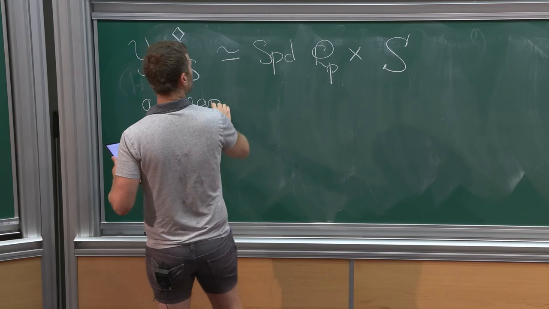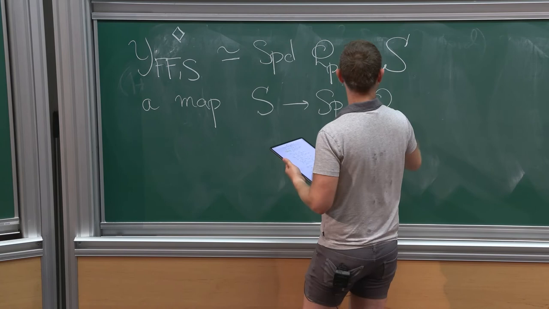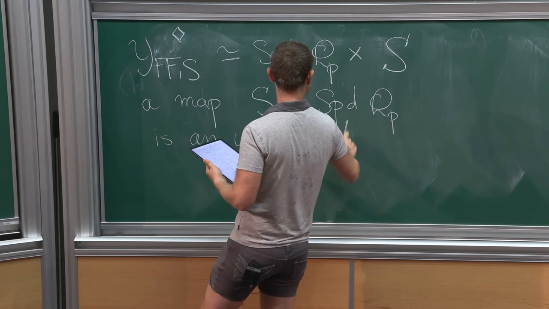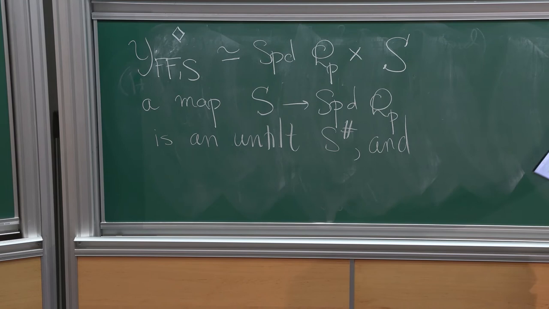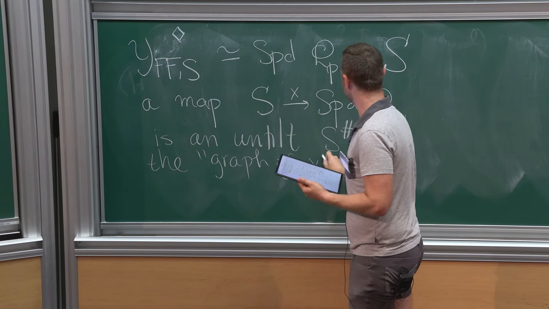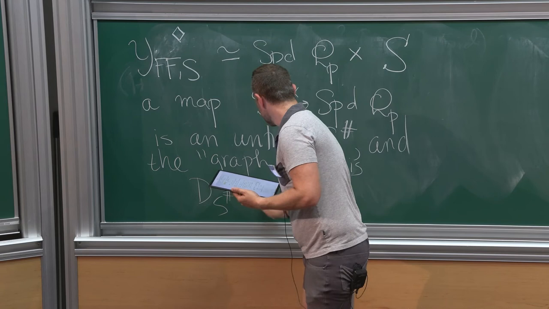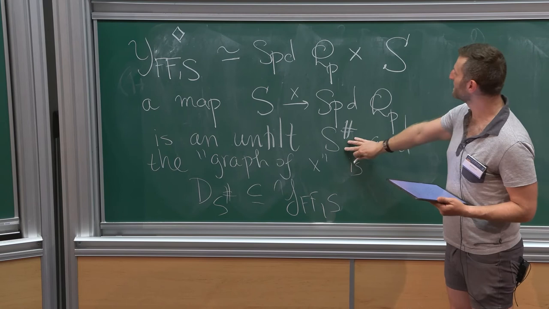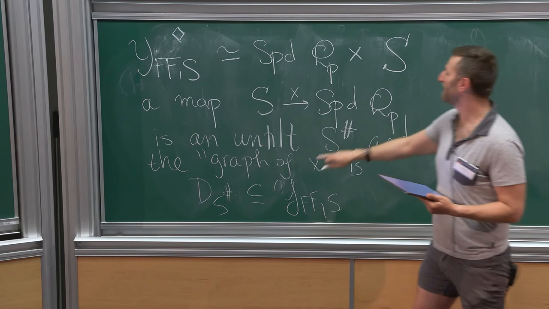So that's one thing. A map from S to Spd Q_p is an untilt. We already said this. And then finally, since we have this divisor to work with now, that divisor should be, as you said, the graph of this map. So if I call this x, the graph of x should just be this divisor. So this curve Y_FF is like an avatar for this product. This untilt is an avatar for a map from S to Q_p. And this divisor is an avatar for the graph of x.